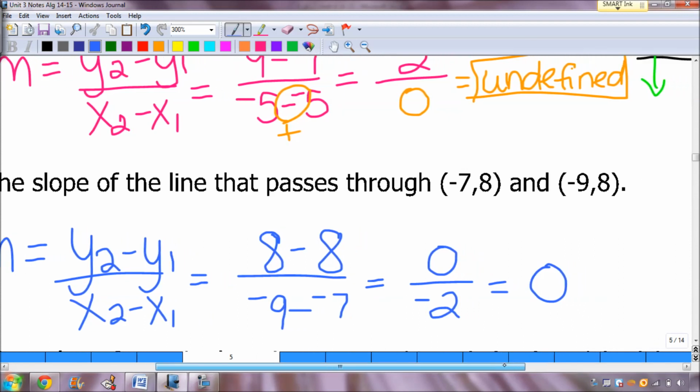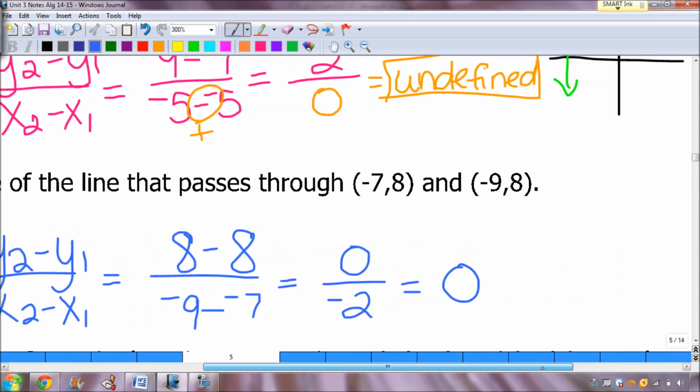Now we want to talk about what this line is going to look like, because every line that has a slope of 0 will look similar to each other. So if you remember in the previous example when we had a slope of 0, we had a horizontal line. It went straight left to right. So let's graph out our points. Let's just do a rough sketch. Again, you don't have to graph this out, but I just want you to see where this comes from. So negative 7, 8 means I go to the left 7 and up 8. And then negative 9, 8 means I go to the left 9 and up 8. And if I were to connect those two together, I would have a horizontal line, okay?